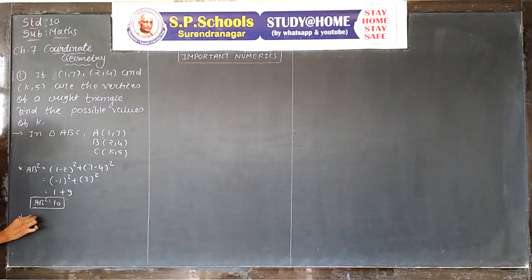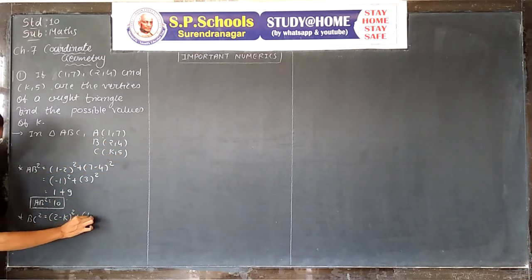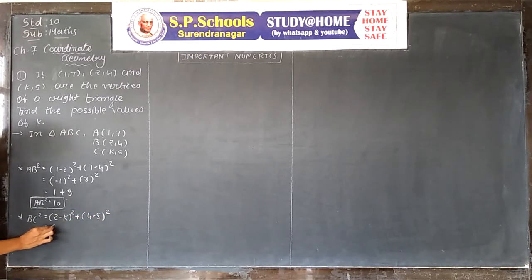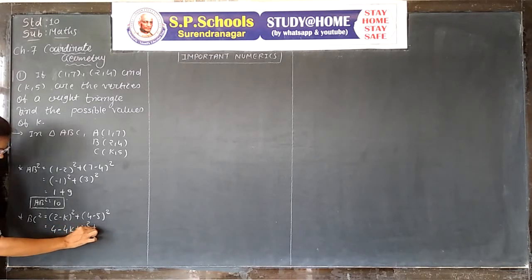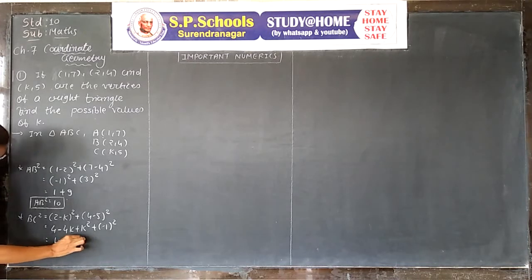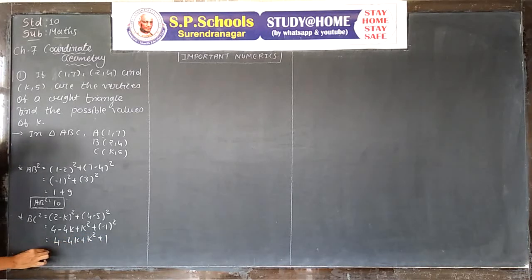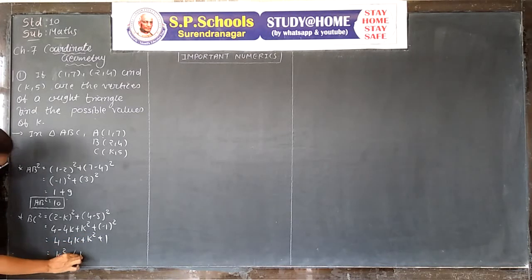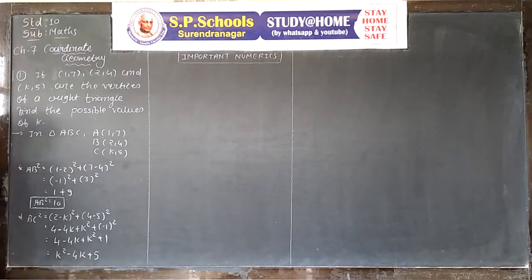Now second, BC square. BC square is equal to (2 minus K) whole square plus (4 minus 5) whole square. Expanding (2 minus K) square, we get 4 minus 4K plus K square, plus (4 minus 5) which is minus 1, square, that is 1. So K square minus 4K, 4 plus 1 is equal to 5. It is BC square.